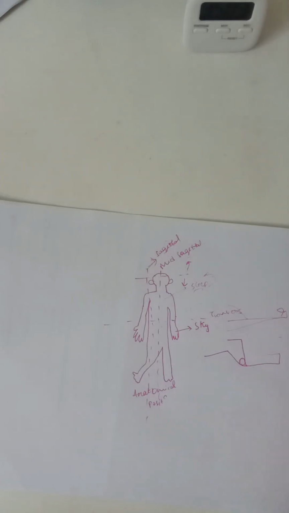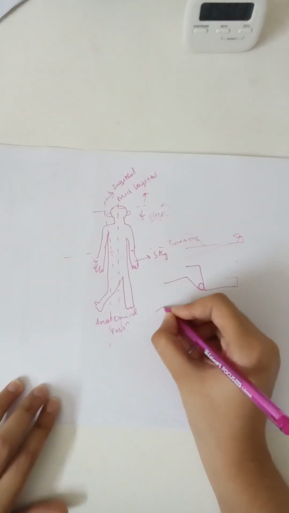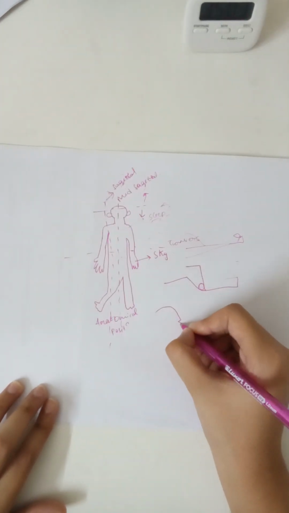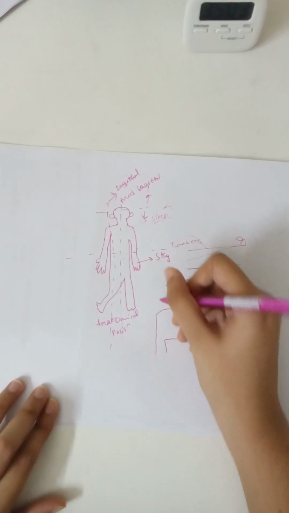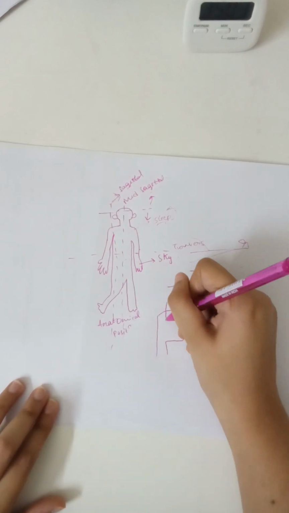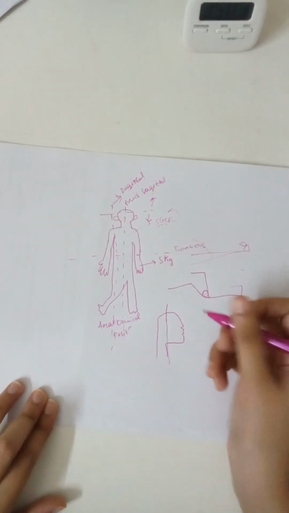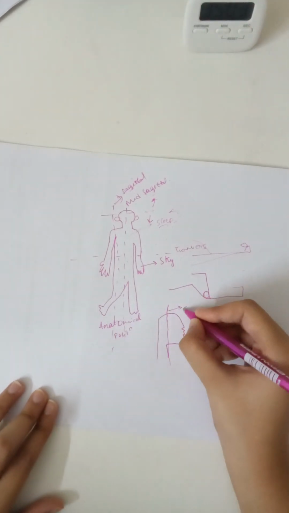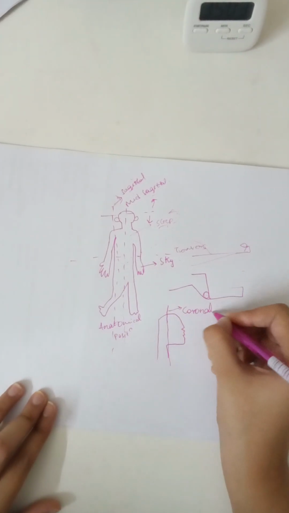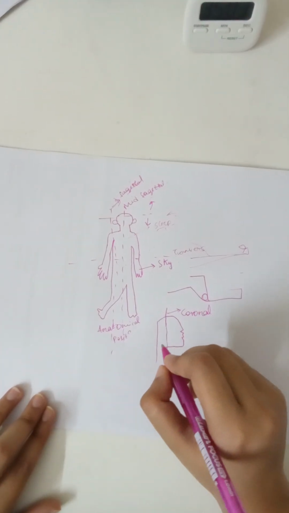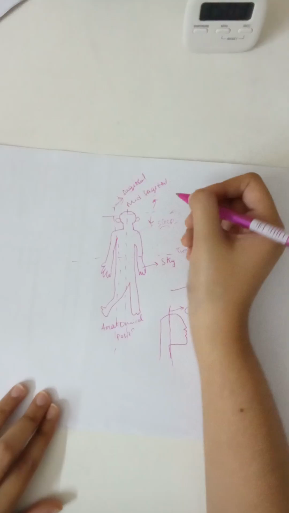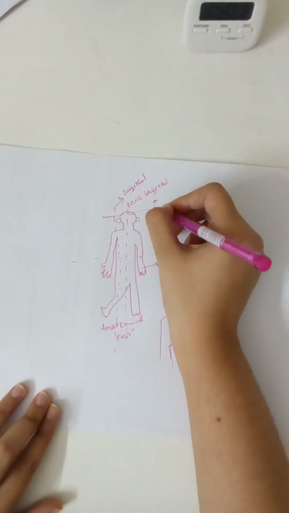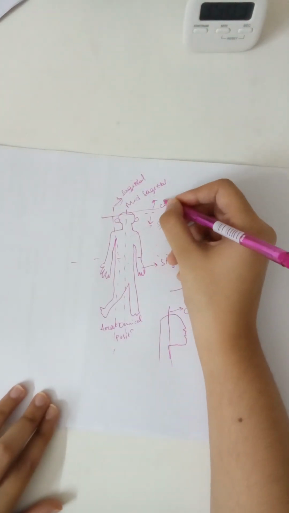If this is the head, this is known as coronal plane. It divides the body into front and back halves like this. It's known as coronal plane.